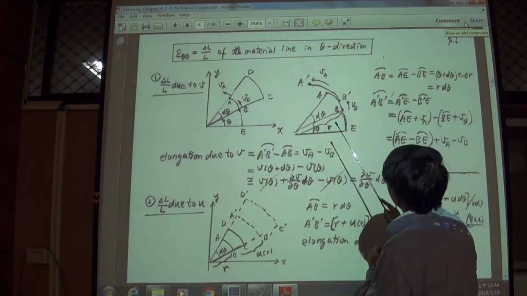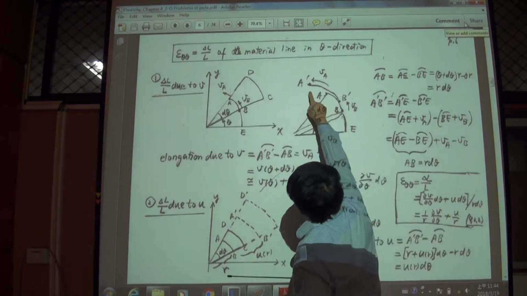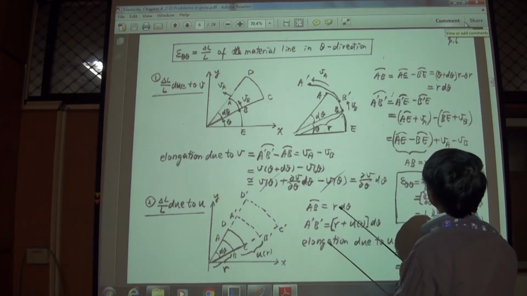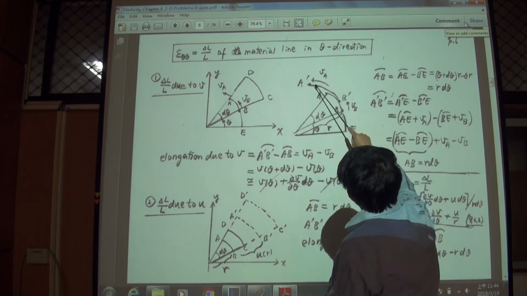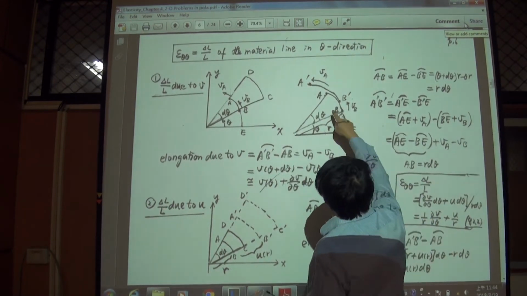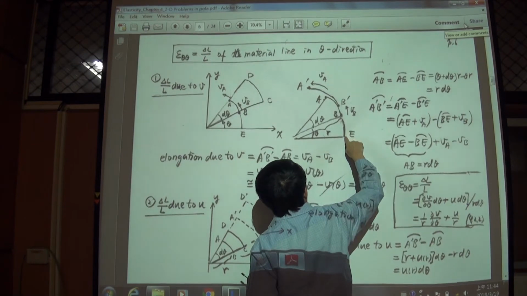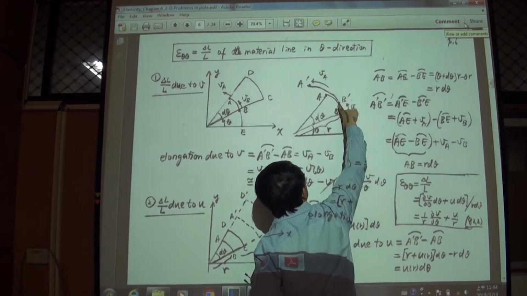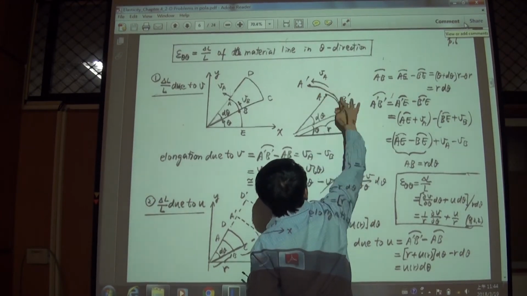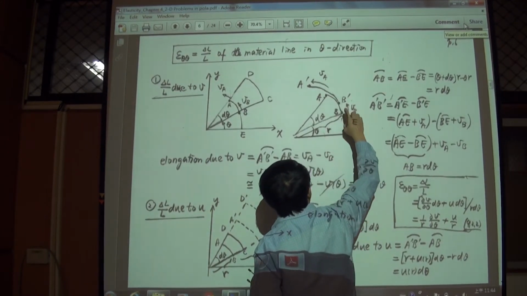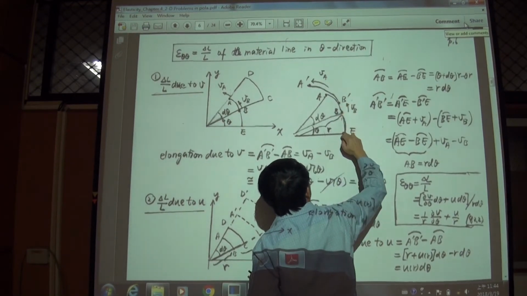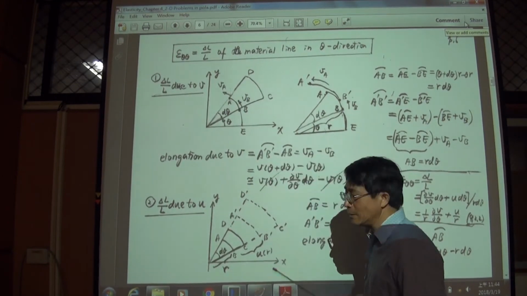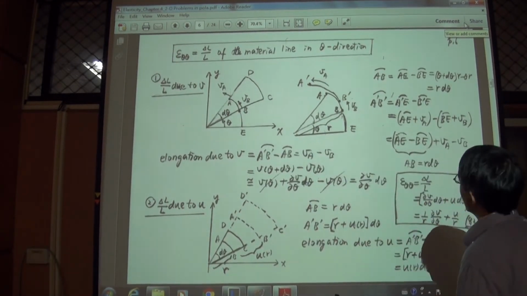But how about A prime B prime, the length of this material line? We use the same concept. A prime E, the large arc, minus B prime E, the small arc, will give us A prime B prime. Understand? So this is the expression here.